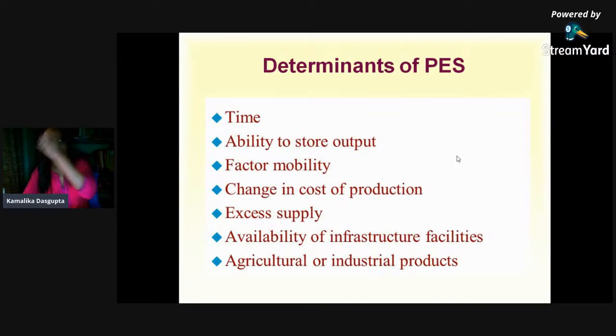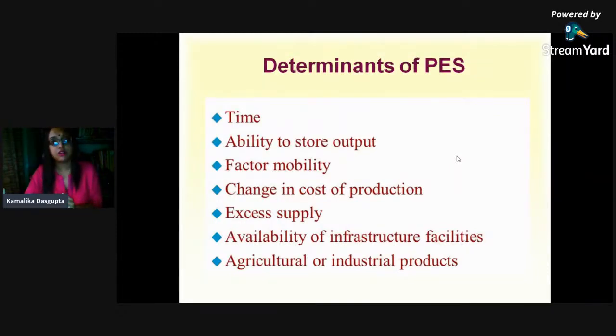Agricultural or industrial product. Usually for agricultural and industrial products, price elasticity of supply is not very high. Why? Because agricultural activity is very much related to weather, so it is an uncertain thing. Even if the price is very high in the market, you cannot overnight grow a crop, or overnight change the production of a crop. So price elasticity of supply for agricultural products is usually less.